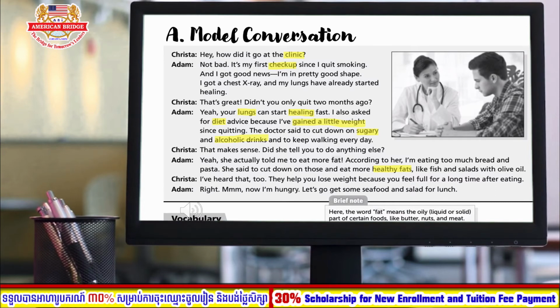Hey, how did it go at the clinic? Not bad. It's my first checkup since I quit smoking. And I got good news. I'm in pretty good shape. I got a chest x-ray and my lungs have already started healing.